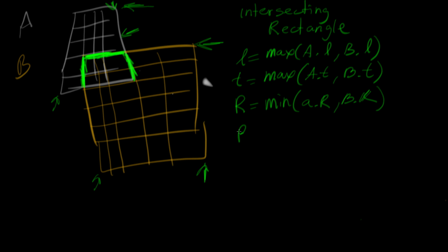Now we need bottom. Minimum of A.bottom, B.bottom. The minimum. B's bottom is here. A's bottom is here. A's bottom is less, so that's the intersecting rectangle. Now, what we need to do is loop through every pixel in the intersecting rectangle.